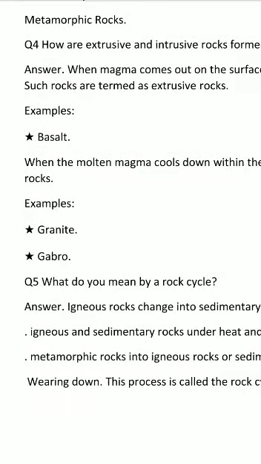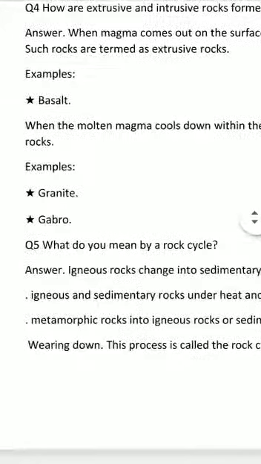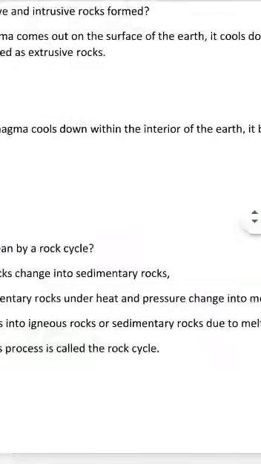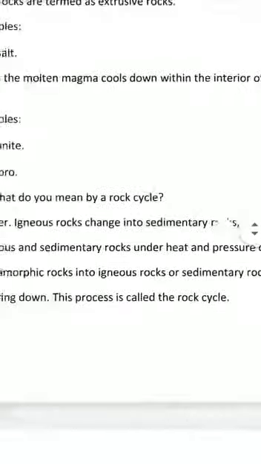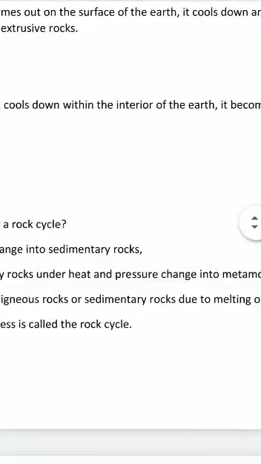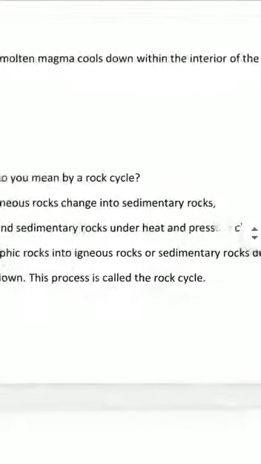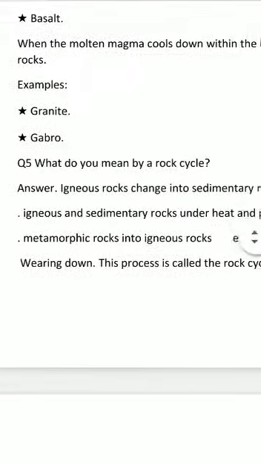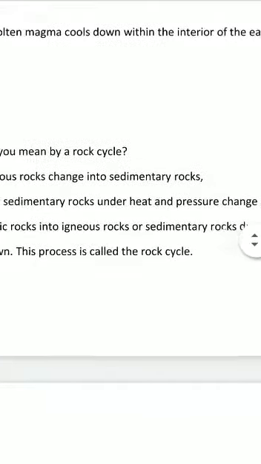Next question. What do you mean by a rock cycle? See, igneous rocks change into sedimentary rocks. Then igneous and sedimentary rocks under great heat and pressure change into metamorphic rocks. I think this is clear. Then metamorphic rocks again change into igneous rocks or sedimentary rocks due to melting or wearing down. This process is called the rock cycle.